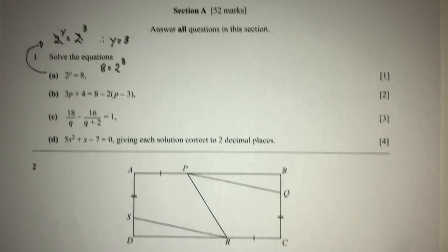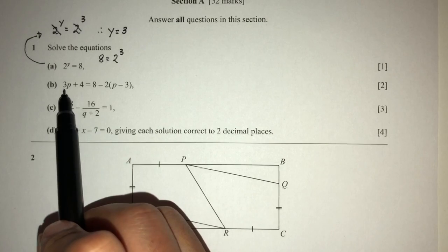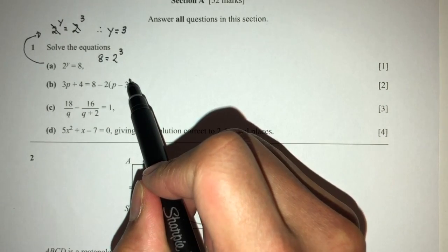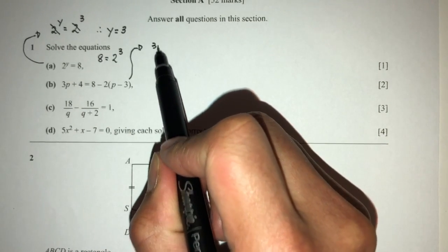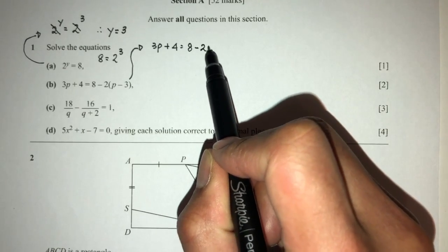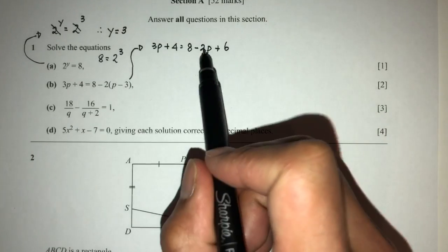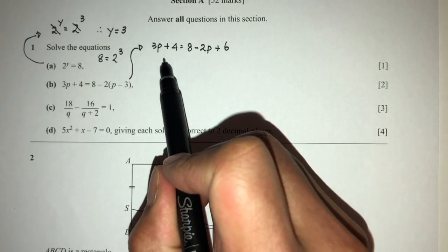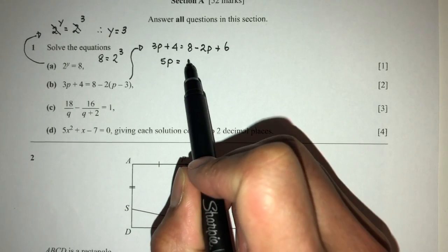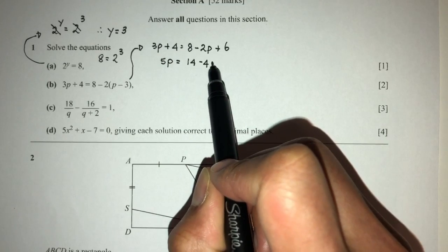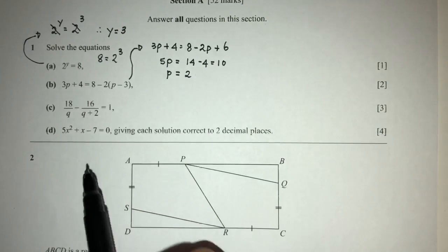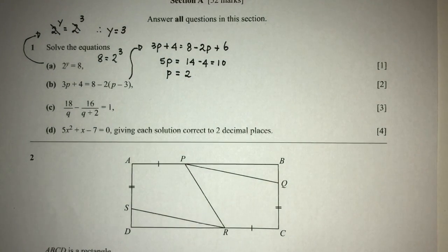That is part A. Now for part B, we have to find the value of p. So let's do it step by step. First, let's expand the bracket. So let's continue here. We have 3p plus 4 is 8 minus 2p plus 6. Now send all the p's to one side, so 3 plus 2 will be 5p. 8 plus 6 will be 14 minus 4, that will be 10. So p will be 10 divided by 5, that will be 2. Part B, your answer will be p is 2.